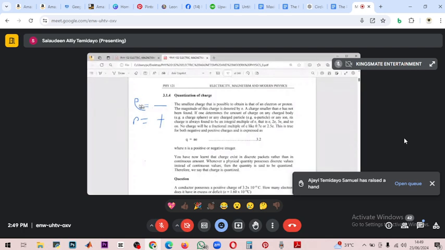Electric charge can be negative. Electron is negative. Proton is positive. So that means electron will be minus 1.6 times 10 to the power minus 19 coulomb, while proton will be plus 1.6 times 10 to the power minus 19 coulomb.